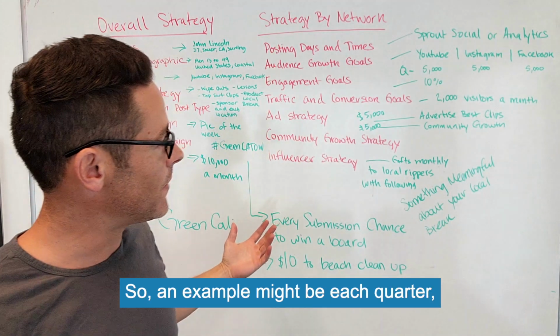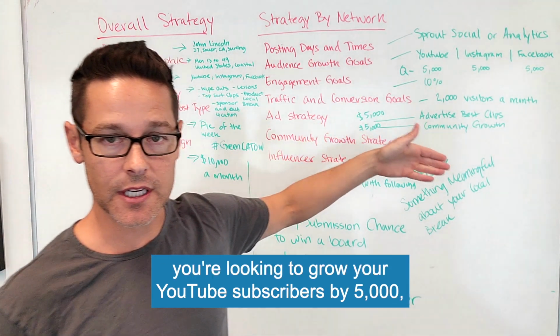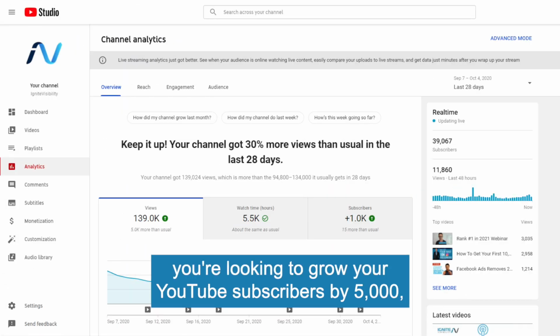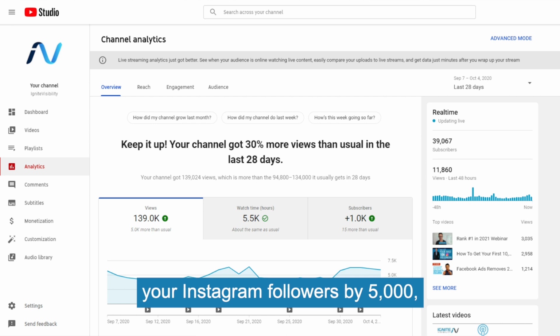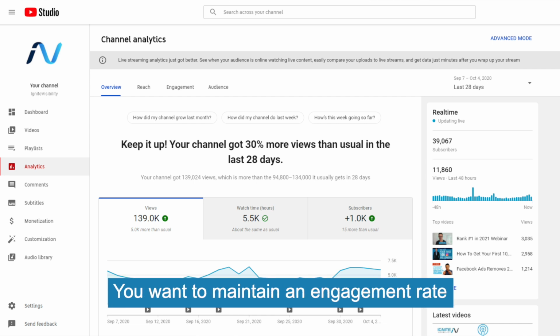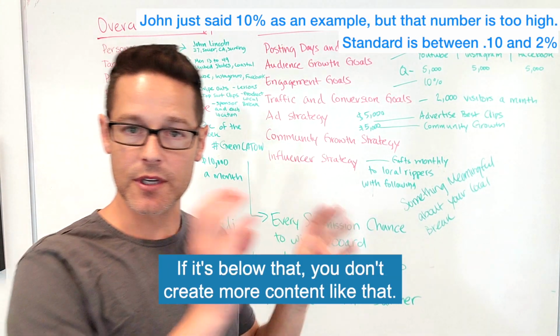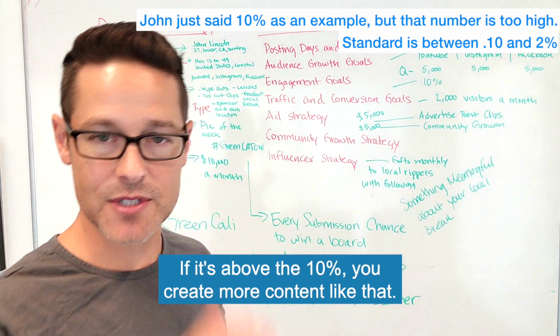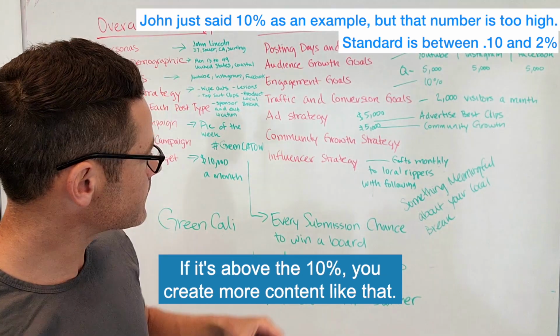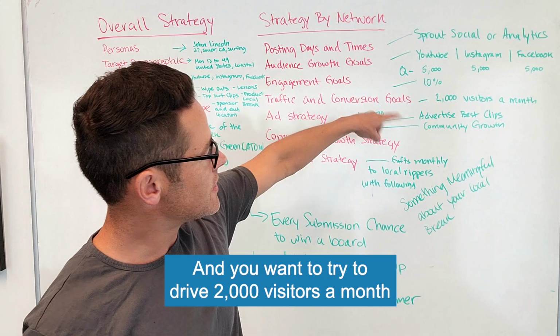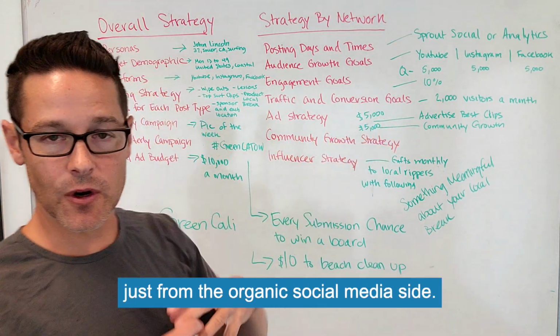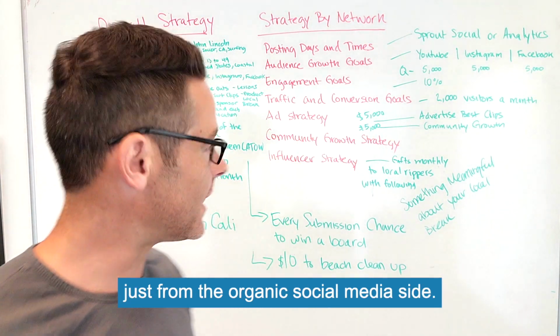So an example might be each quarter you're looking to grow your YouTube subscribers by 5,000, your Instagram followers by 5,000, your Facebook followers by 5,000. You want to maintain an engagement rate on all your posts around 10%. If it's below that, you don't create more content like that. If it's above the 10%, you create more content like that. And you want to try to drive 2,000 visitors a month just from the organic social media side.